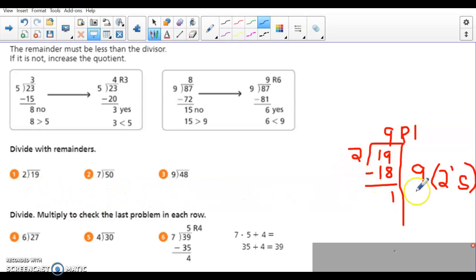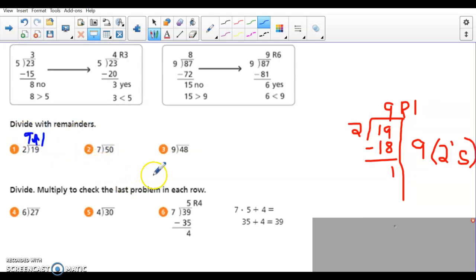So I did the work over here. So 9 groups of 2. Our answer, 9, goes on the top. And then we have to subtract those 18 away because those are full groups of 2. Okay? And then we're left with 1 left over. So you have 9 remainder 1. And usually we write a capital R.